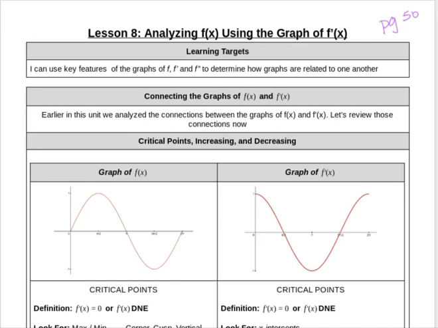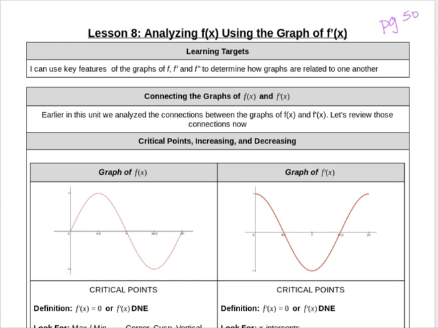Hi everyone, this video is going to go over parts of the Lesson 8 notes, and really it's going to be kind of a big review of what we have done in Lessons 1, 3, and 4. So in Lesson 1, we talked about using f prime to identify critical points, intervals of increasing, and intervals of decreasing. In Lesson 3, we talked about using the first derivative test to identify the location of relative extrema, so relative mins and maxes. And then in Lesson 4, we used the second derivative to identify points of inflection and intervals where the function is concave up and concave down.